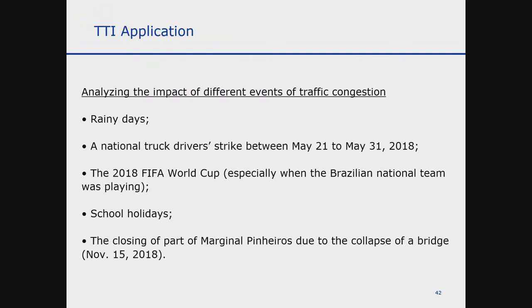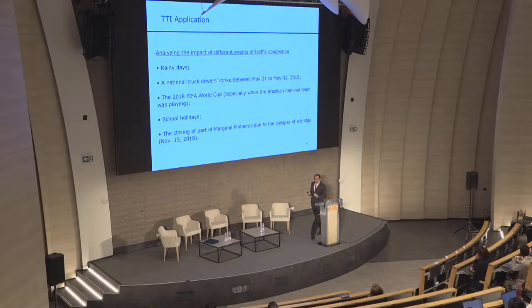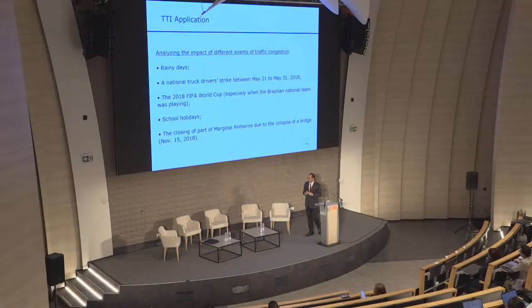What we did is basically do some event studies, looking throughout the 3 years. We analyzed rainy days, heavy rainy days, actually. There was a national truck driver strike for 10 days in 2018. There was the 2018 FIFA World Cup. When Brazil plays, everybody stays at home. It's a national holiday, so there's no traffic, there's no congestion. School days, and very important for this exercise, the closing of a bridge that collapsed on a specific date and was closed for almost 3 months.